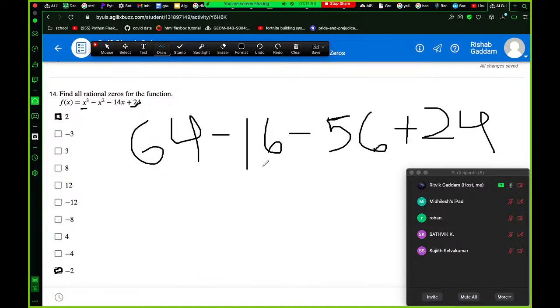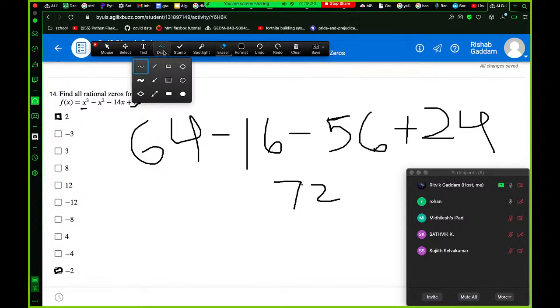So yeah, I don't think 4 works. So yeah, this is 72. Yeah, 4 definitely doesn't work. Rohan, did 4 work for you? Yeah, 4 works. Are you sure? What did you get? And I'm sure. No, 4 did not work for me. It was 16. It's not 0. Yeah, that's what I thought. So yeah, 4 doesn't work.